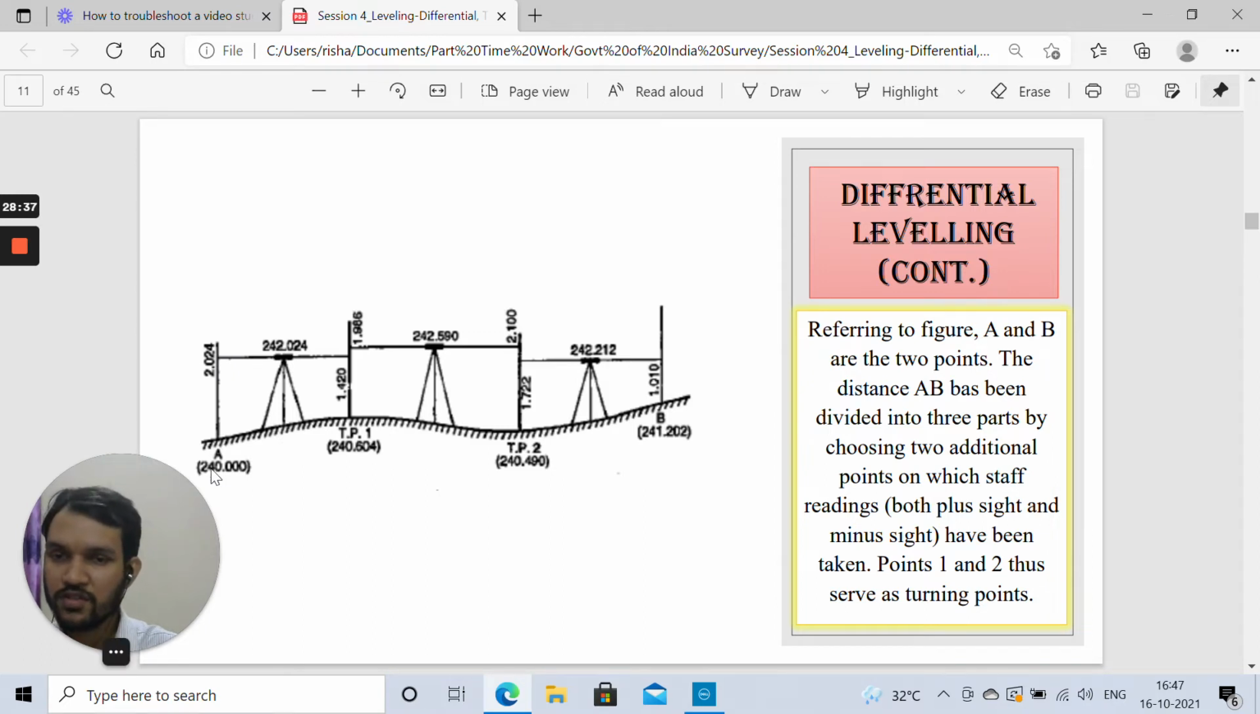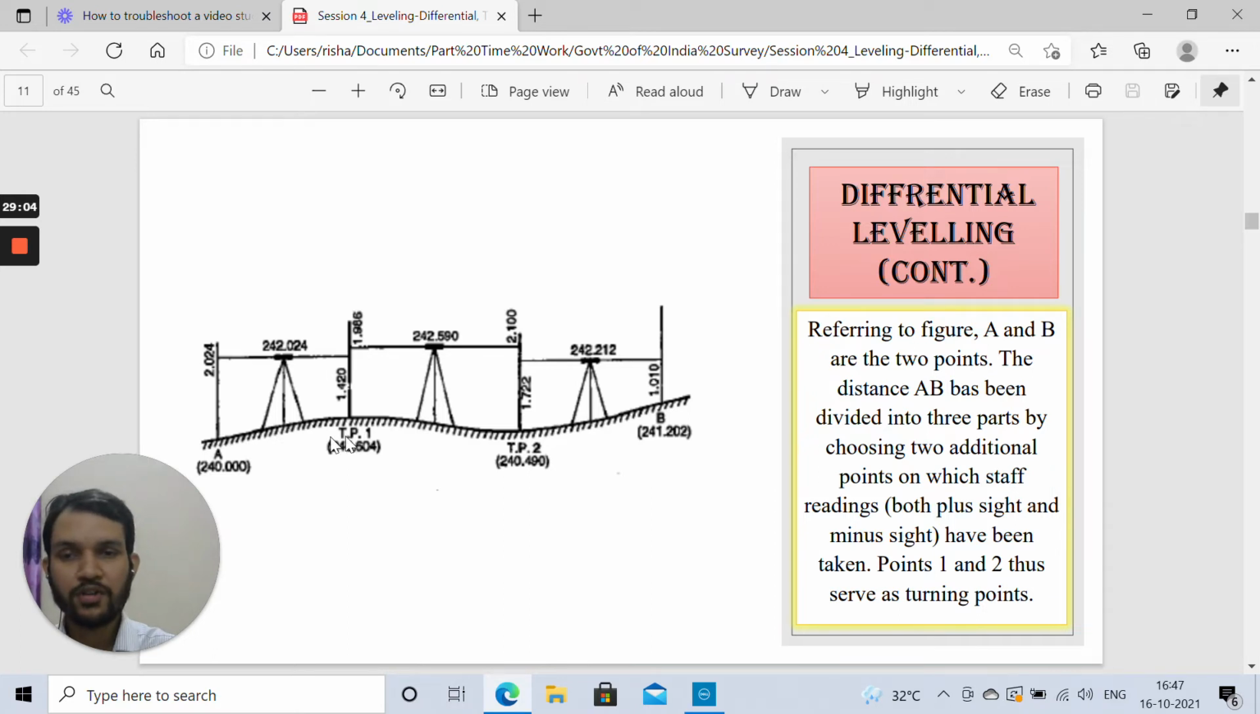This was the ground surface elevation of 240 meter. We took the reading of 2.024. It means this horizontal line of sight that exists at this point has a height, with reference to the ground surface here, of 240 plus 2.024. Now, from this line of sight, if we look at any other point, we can directly get the elevation of that particular station.